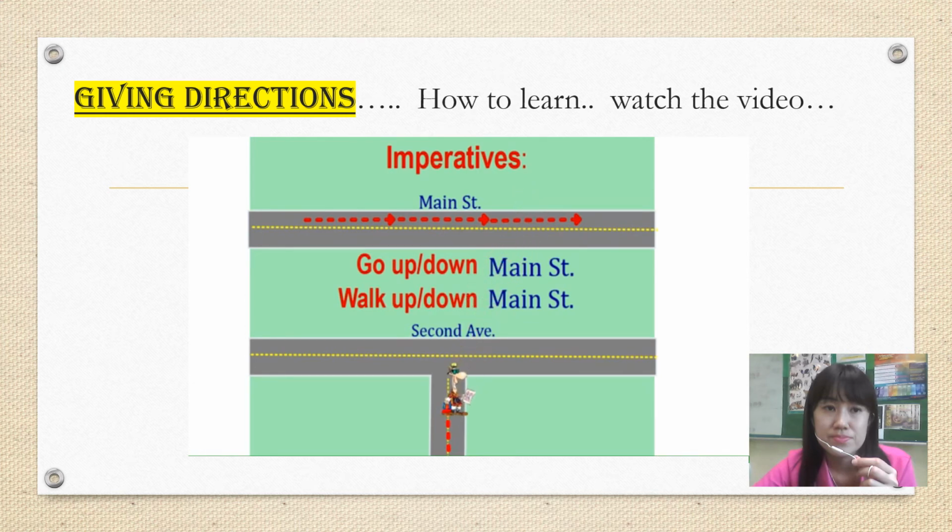Now, when we come to another street, we need to turn. So we say, turn left on and the street, or maybe turn right on and the street. So for example, turn left on 2nd Avenue, or turn right on 2nd Avenue. Very good.